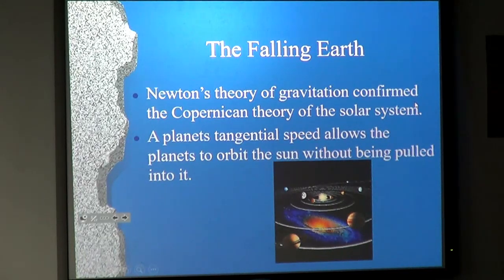Newton's theory of gravitation confirmed the Copernican theory of the solar system. Alright? Objects spin around the center. And a planet's tangential speed allows the planet to orbit the sun without being pulled into it. Make sense? Yes.